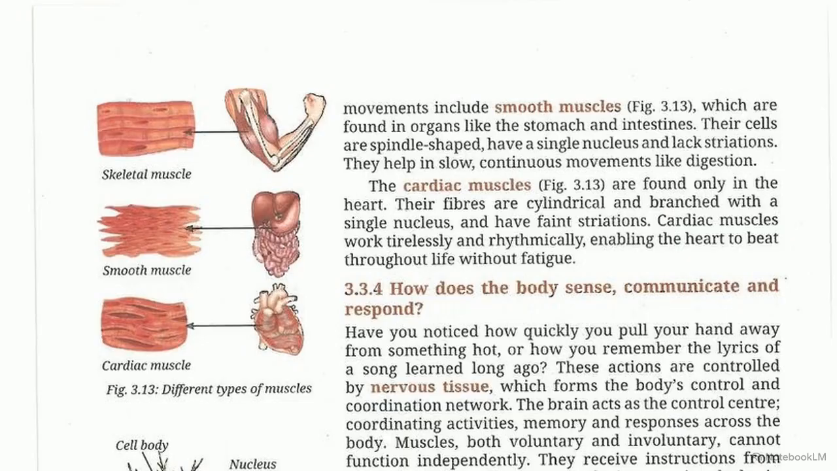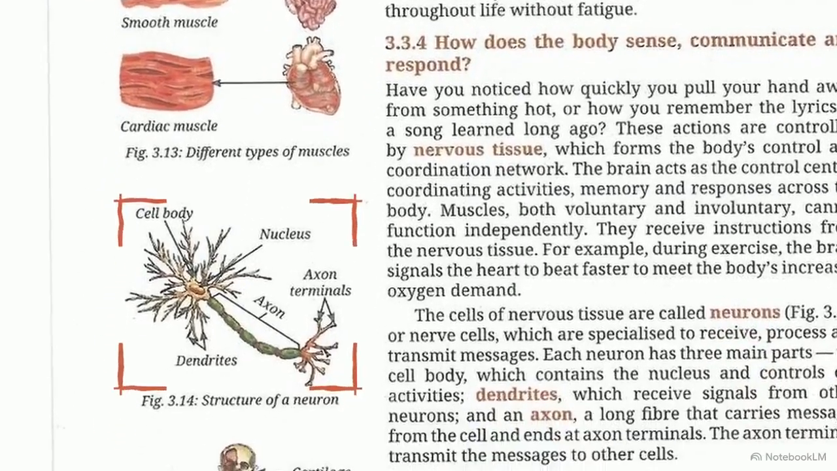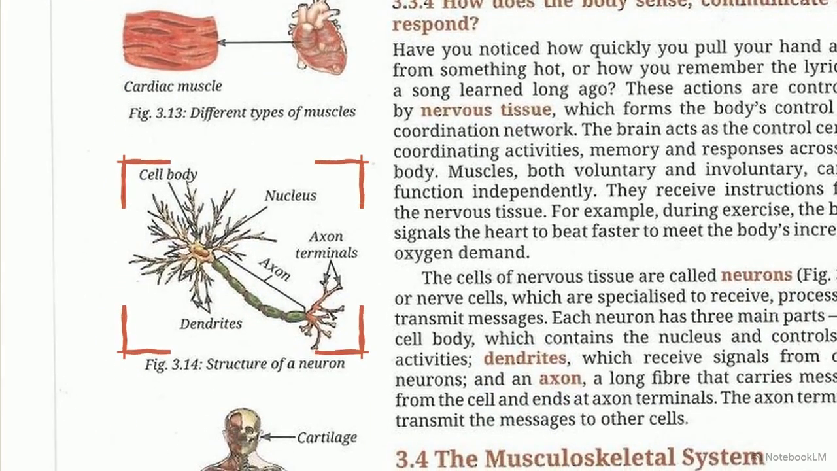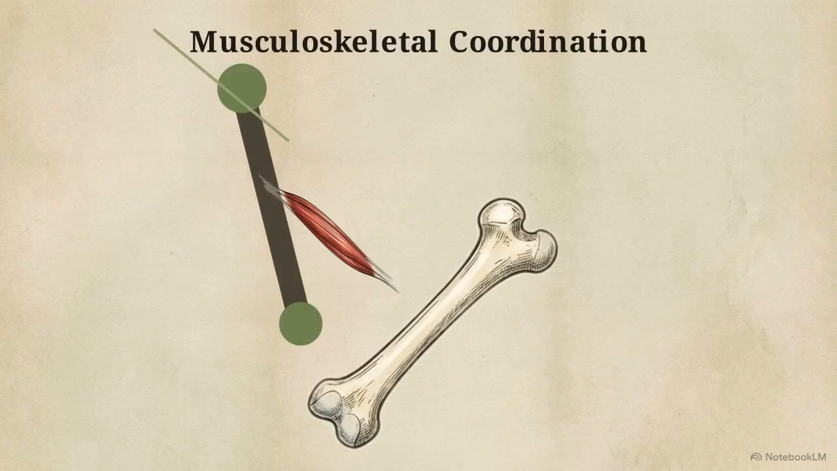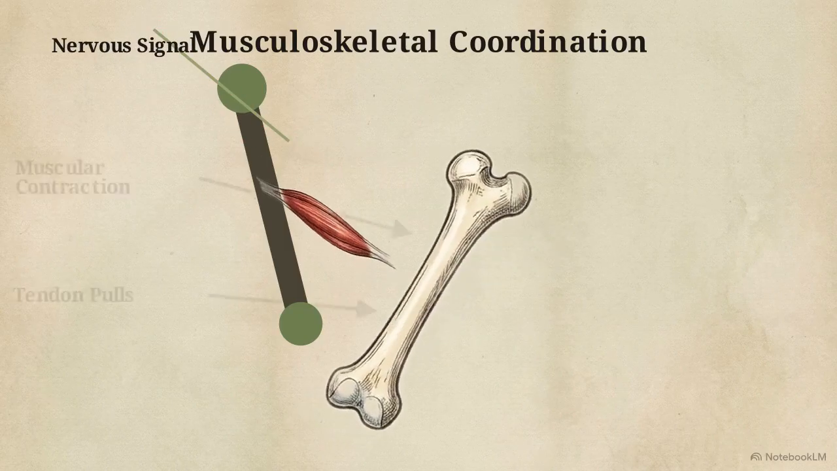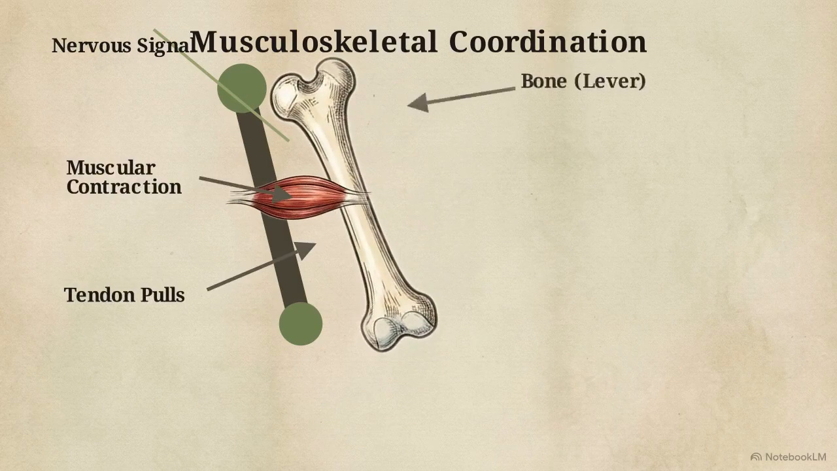Movement and control require specialized motors and wiring. Muscular tissues act as the engines of movement, while neurons, the multi-branched cells seen here, form the control network that transmits messages throughout the body. These tissues integrate into the musculoskeletal system. The nervous system signals a muscle to contract, which then pulls on a bone via a connective tissue called a tendon.